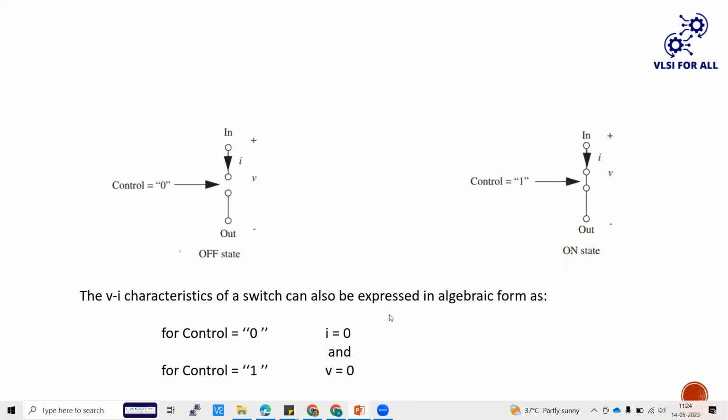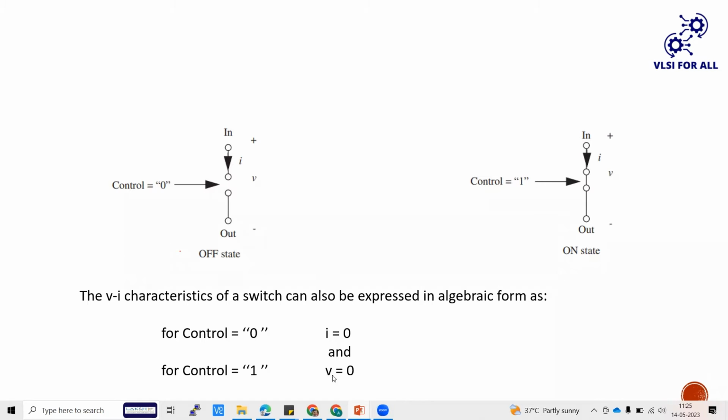Similarly, whenever the control input is logic 1, it acts like a short circuit. If it acts like a short circuit, the voltage across that particular element is zero, because across a short circuit the voltage is zero. We learned that from network theory. However, what about the current? Current is non-zero because the current is flowing from input terminal to output terminal. However, voltage is zero. In the same way, here you can see for control is 1, the voltage is 0.